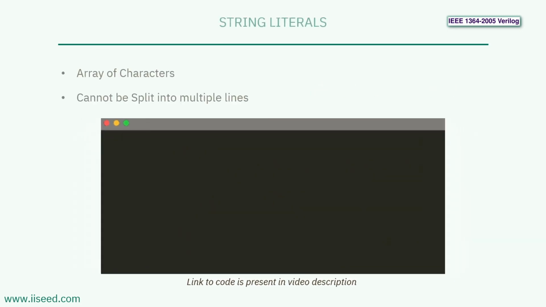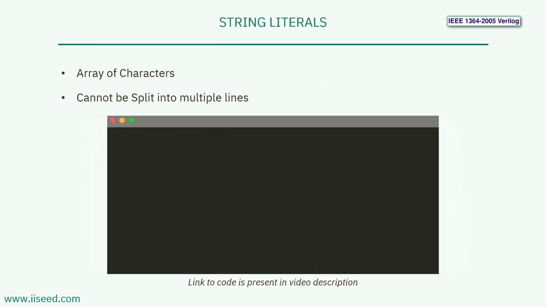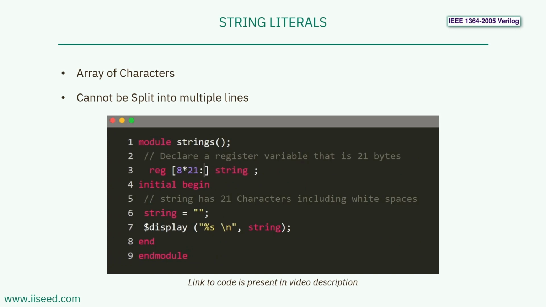Any literal value between the double quotes is treated as a string literal by Verilog. Strings can be thought of as an array of characters. Verilog uses the ASCII system to store the characters. Hence, each character requires 8 bits or 1 byte of data width. It is to be noted that string literals cannot be written in multiple lines.